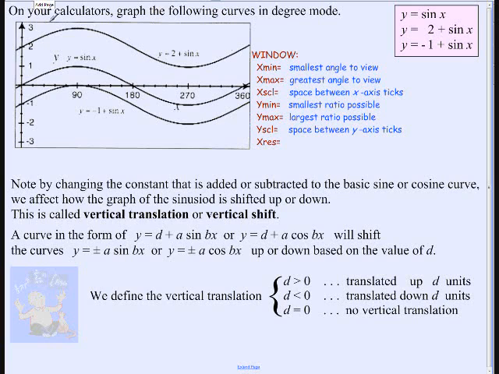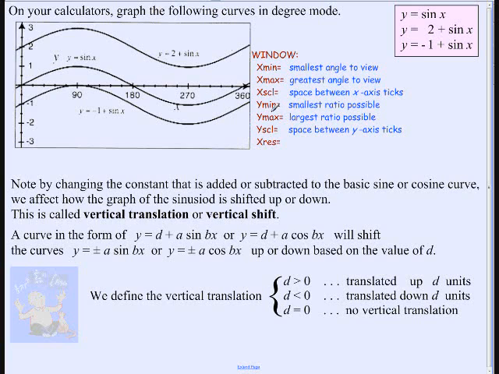On your calculators, I'm going to want you to do this work right now. Got plenty of time to do it. Graph the following curves in degree mode. So think about what your window needs to be. Let's go in degrees. So put your calculator into degree mode and go from 0 for x min to 360 for x max. Make x scale, let's see, 18 degrees is what it looks like here, just to match the diagram in your book.